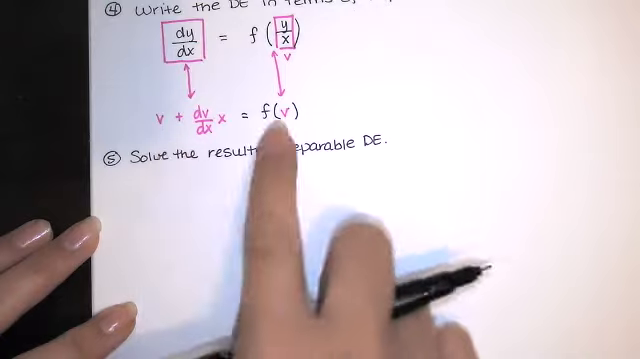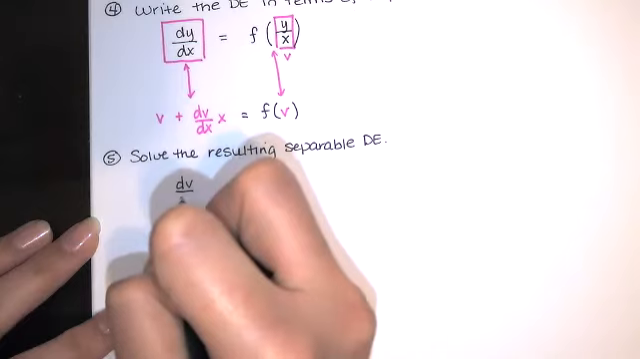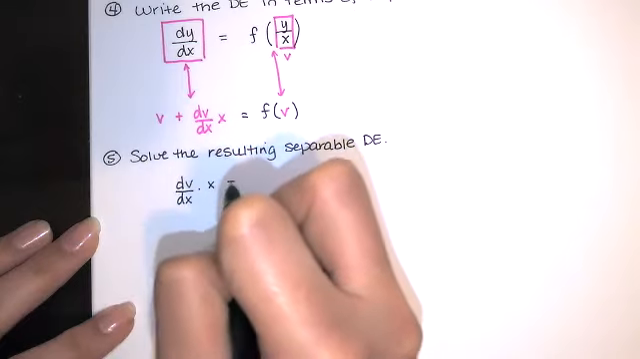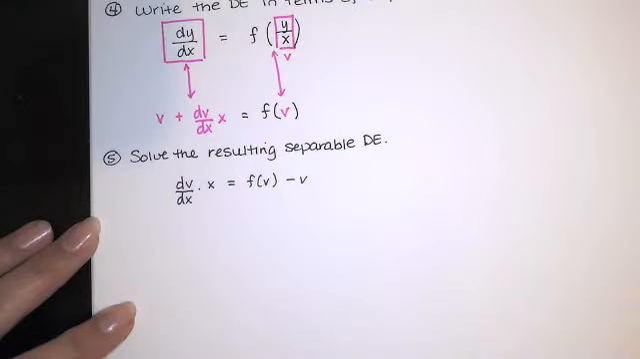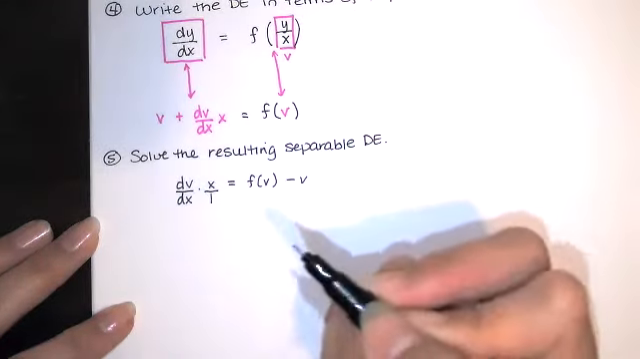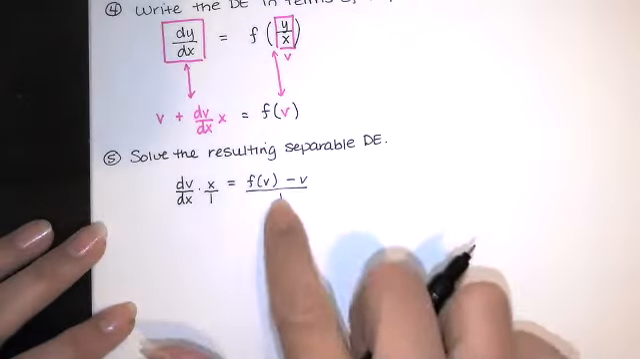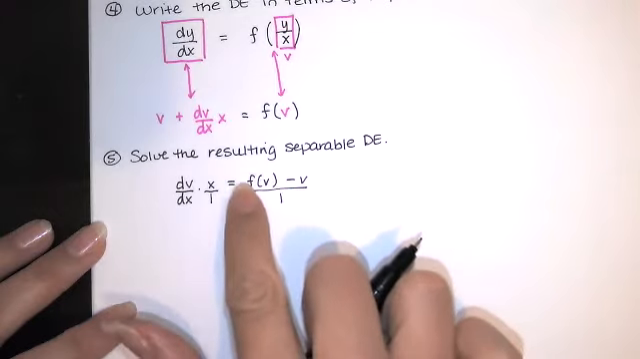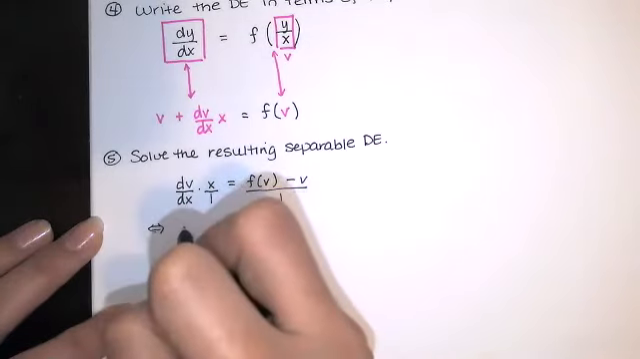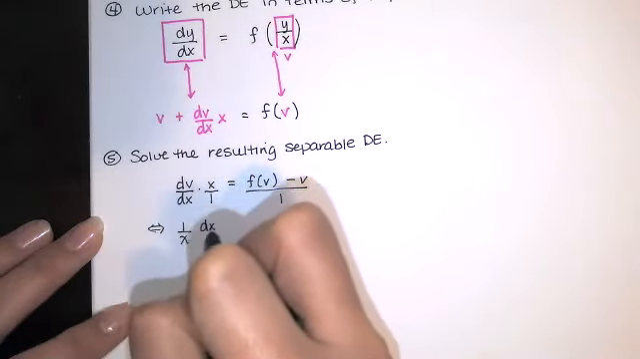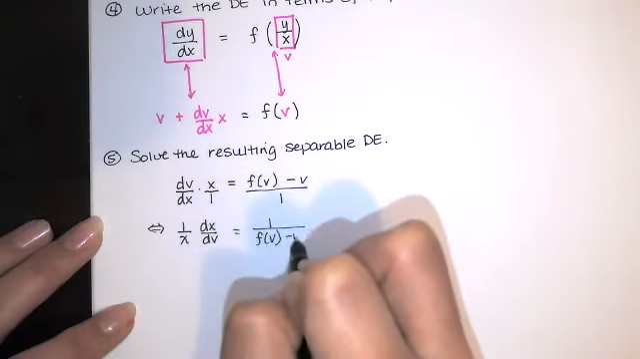So what we need to do to separate the variables for this in general is first subtract the v from both sides. I think I want to take reciprocals as well. So I'm going to write that as x over 1. I'm going to write this side as f of v minus v over 1. And remember, that's not f times v. That is f as a function of v. We're going to flip it. So we'll have 1 over x times dx dv equals 1 over f of v minus v.